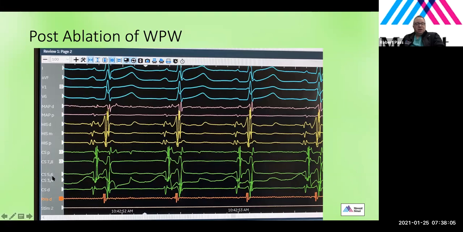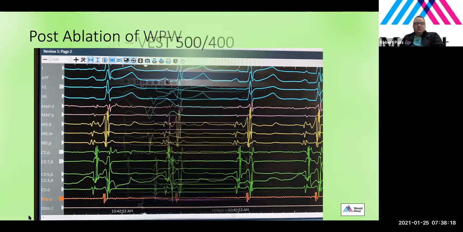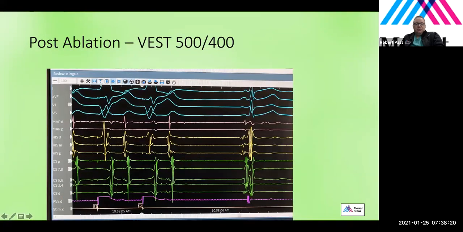The pathway did not recover, and in fact, we gave IV adenosine and saw complete AV block, showing that there was no pathway, and ventriculoatrial block as well. But we could still induce AVNRT. You see here, this is ventricular extrastimulus testing, and we see a very long VA interval with the earliest retrograde A in the His pairs.